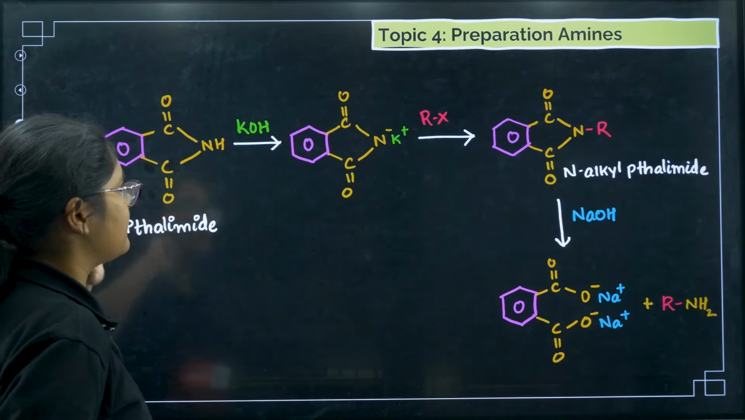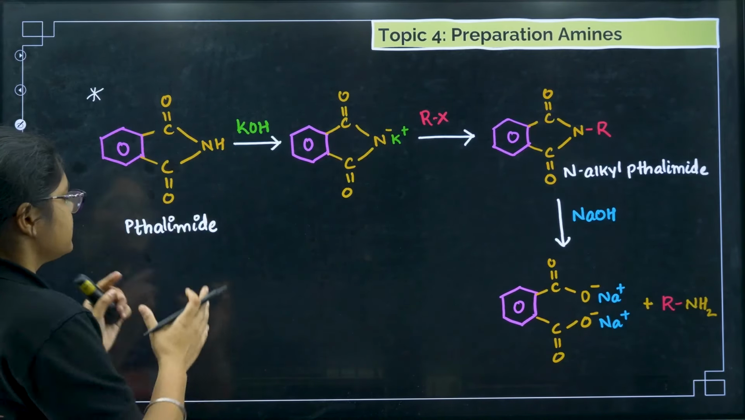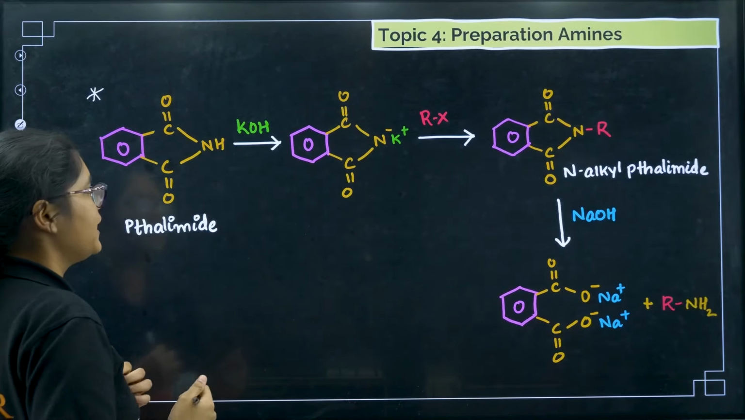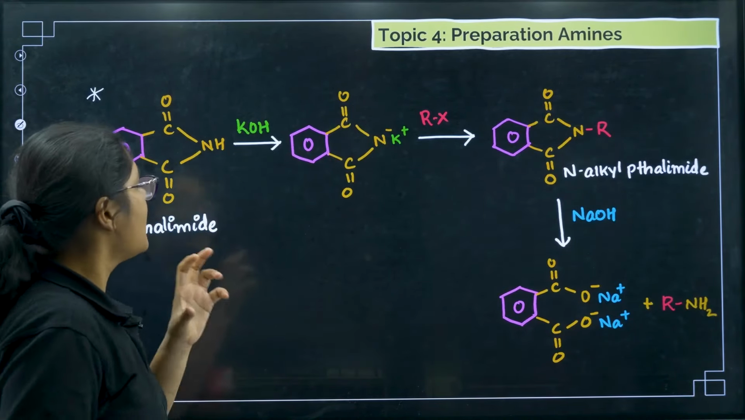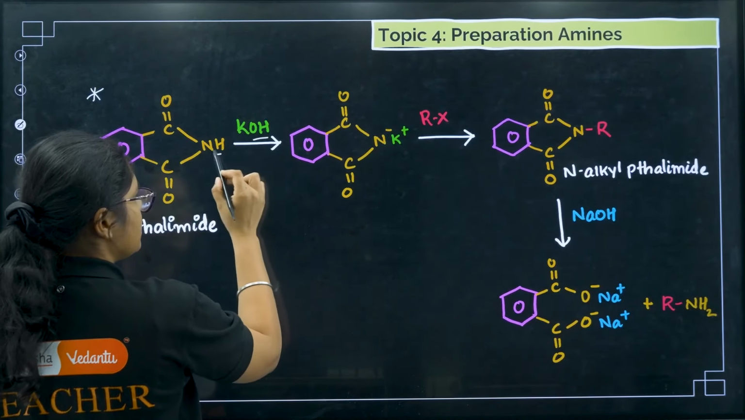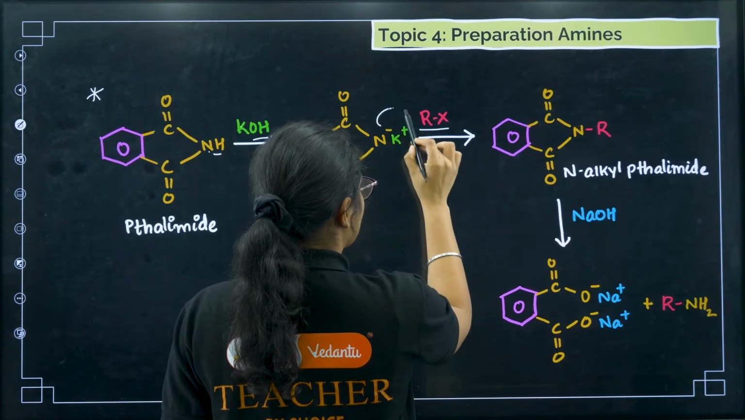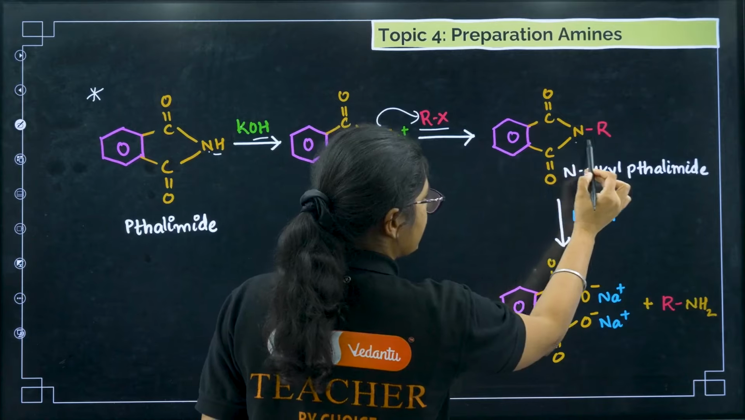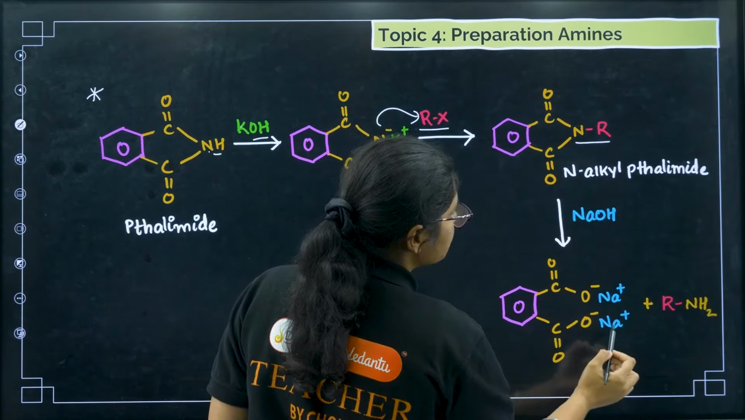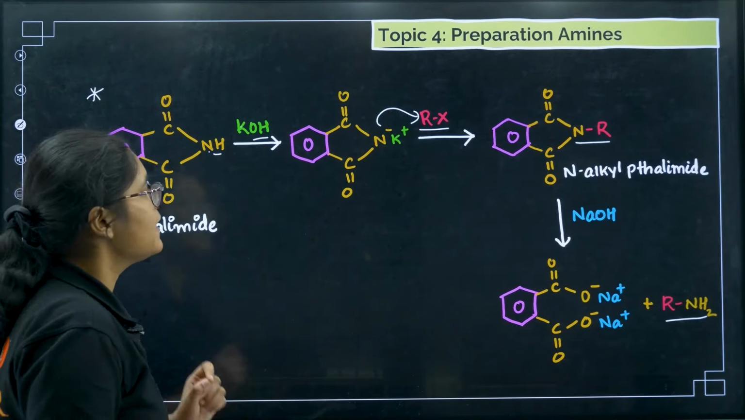Next I have this Gabriel phthalimide synthesis. Okay, this is very important, a question can be asked from here. So first of all you have to take phthalimide. In the carboxylic acid chapter we have seen how phthalimide is prepared, right? After that you take KOH; H from NH and OH will form water and you will get N minus K plus. Then you can treat it with RX, so this N will attack and KX leaves, and you will get N-R. Then with NaOH you will get COO minus Na plus, and here you will get RNH2. Primary amines can only be synthesized using this method.